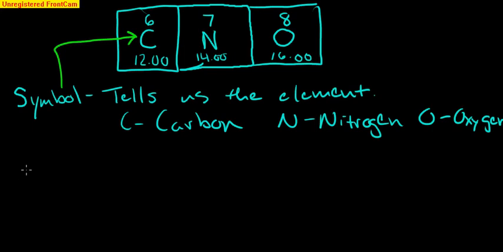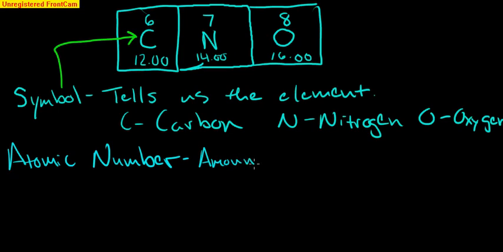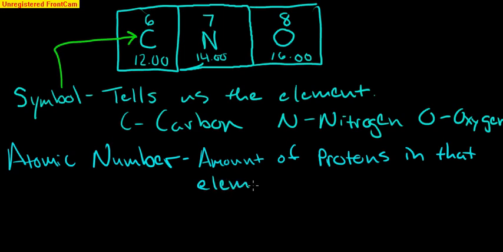All right. Now we need to start getting into what these numbers mean on the periodic table. You see, I have a 6, a 7, and an 8. Well, what is that telling me? Okay. It must have some significant importance. Okay. That's called the atomic number. Okay. Atomic number. Well, what is an atomic number? It is telling us the amount of protons in that element. All right? Straightforward, plain and simple.